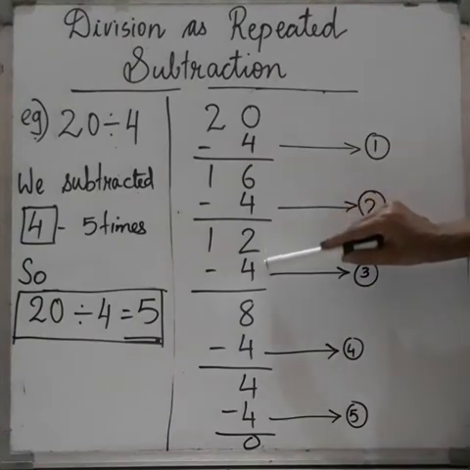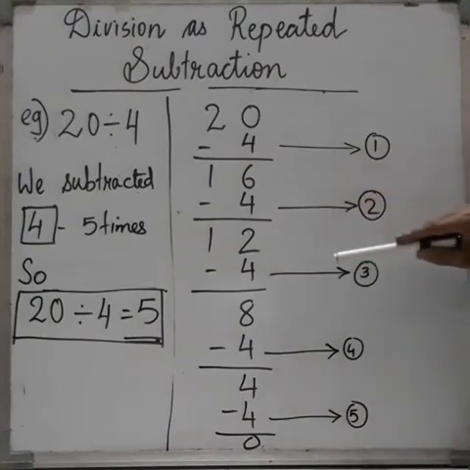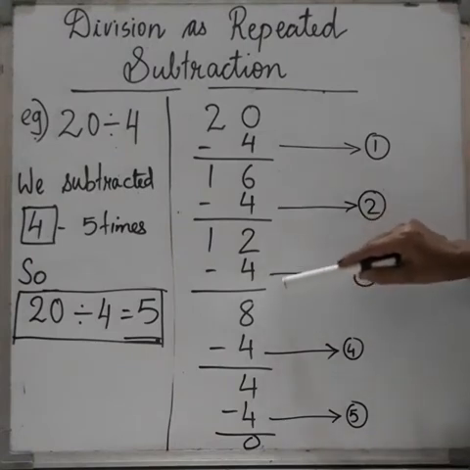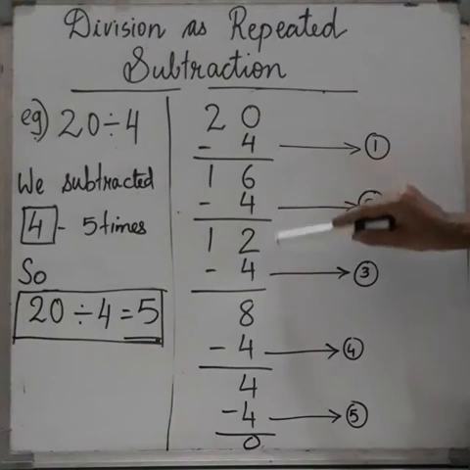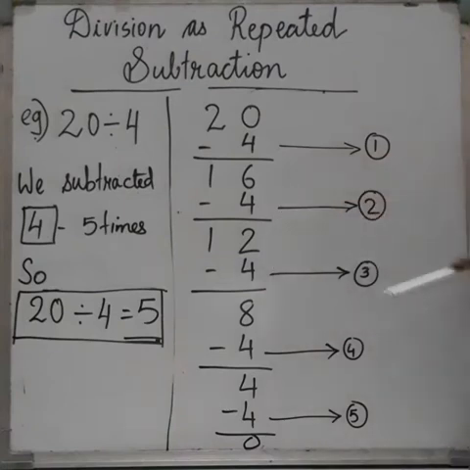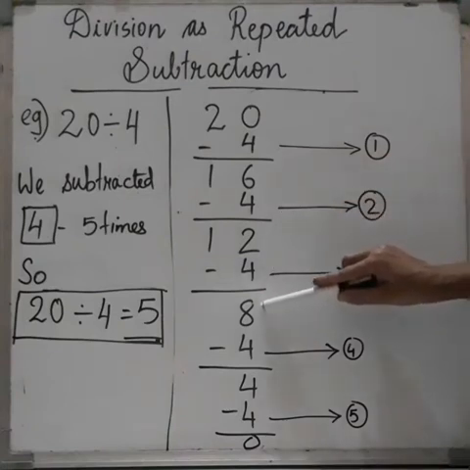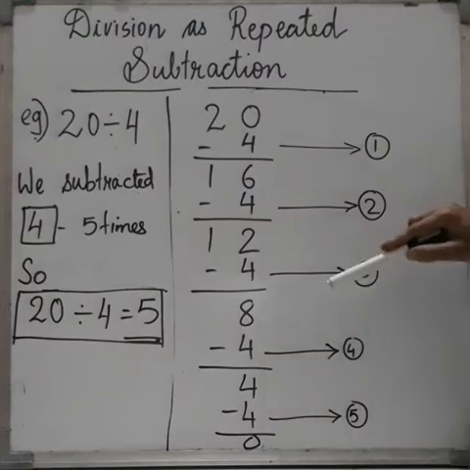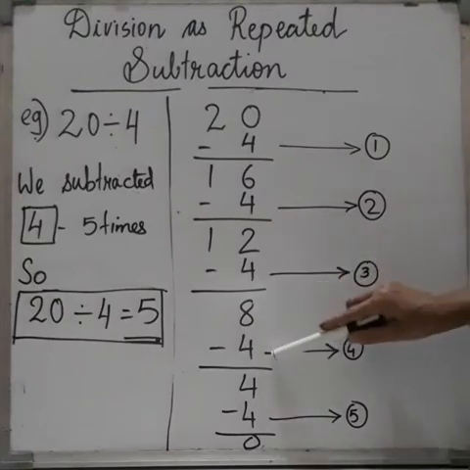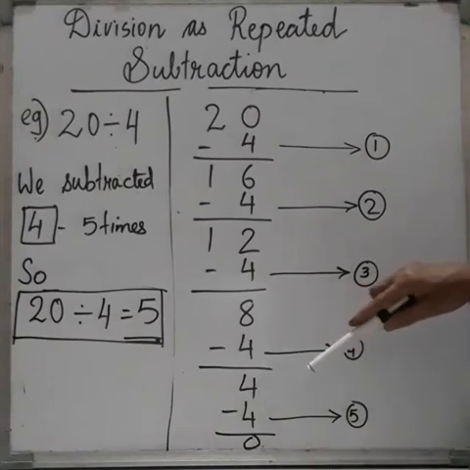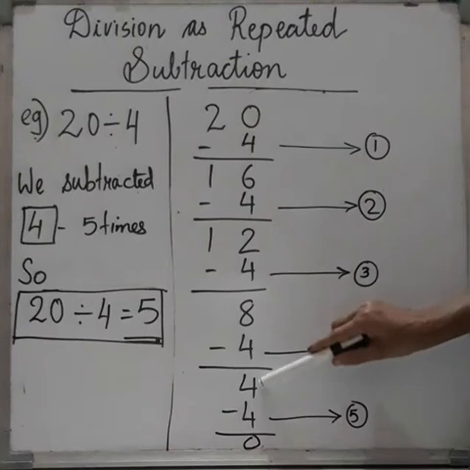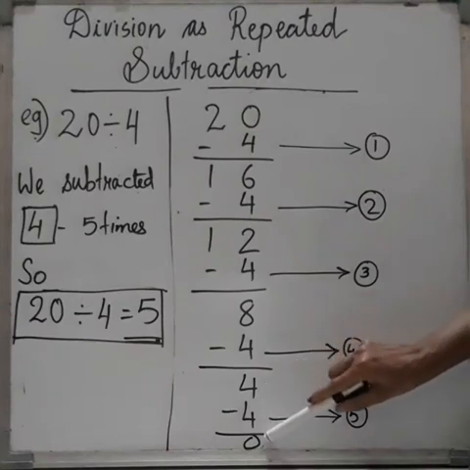Again we are going to subtract 4 from 12. And the answer is 8. That means we completed the subtraction 3 times. The 4th time also we are going to subtract 4 from 8. And we got the answer 4. And finally we are going to subtract 4 from 4 and the answer is 0.